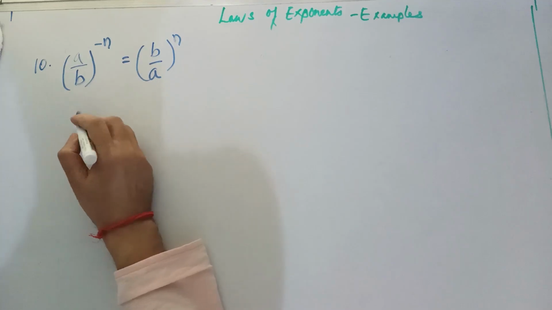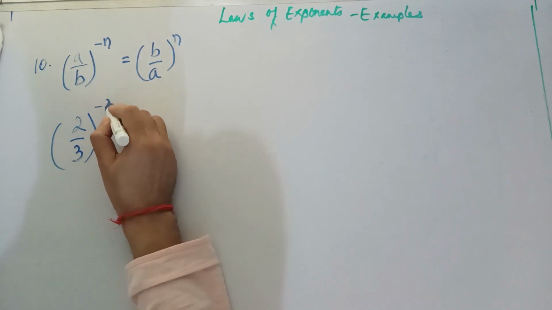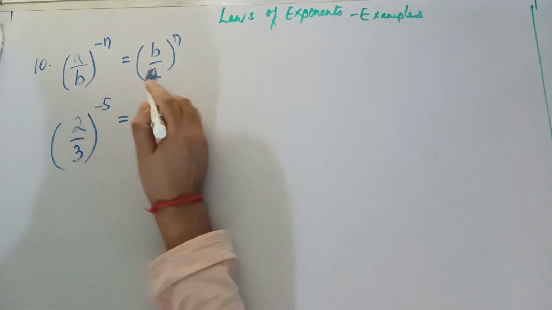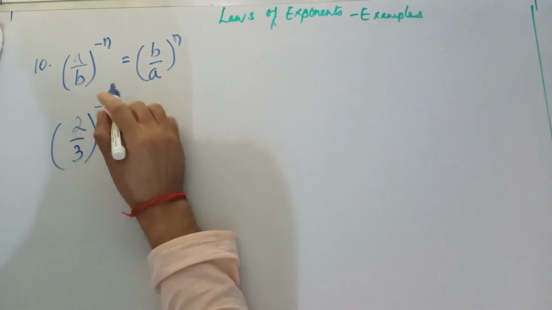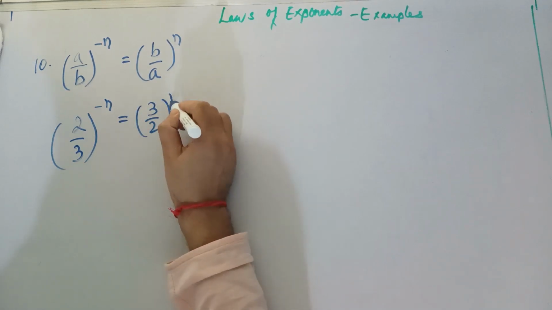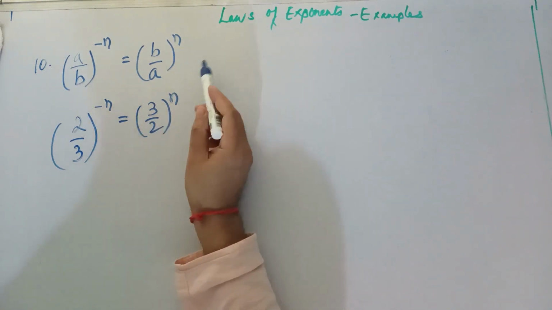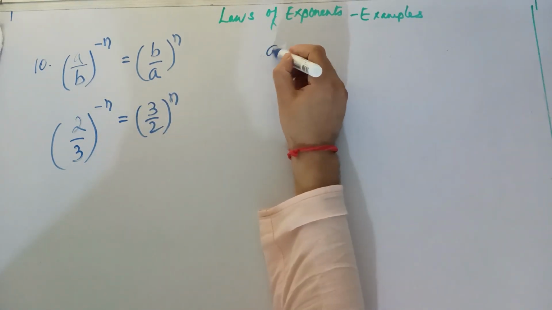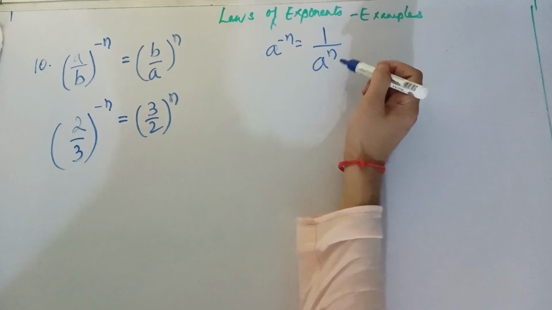Say for example, we have 2 upon 3 raised to minus n. This will be 3 upon 2 raised to n. This is very useful. This is not a new law, as I have mentioned earlier; it is just a continuation of the law a raised to minus n is equal to 1 upon a raised to n. This entire thing has come in the denominator.